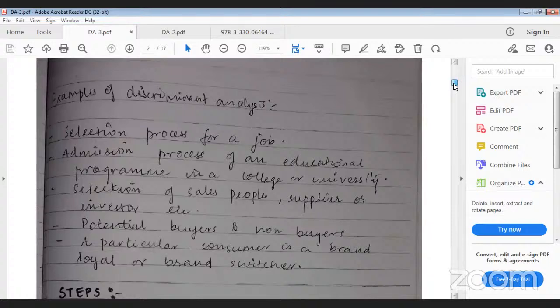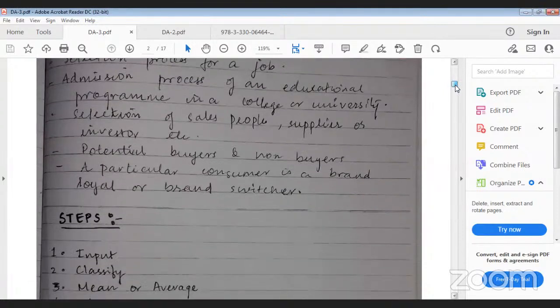Two-way classification you can do here. So a particular consumer is brand loyal or a brand switcher. That means the customer coming to your shop is either brand loyal, purchasing the same brand, or another time he is a brand switcher. He or she is the brand switcher. That also you can classify.